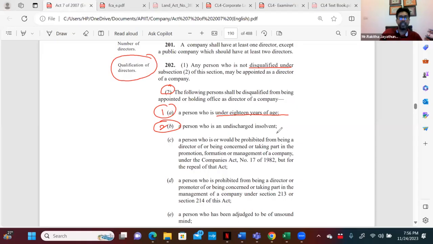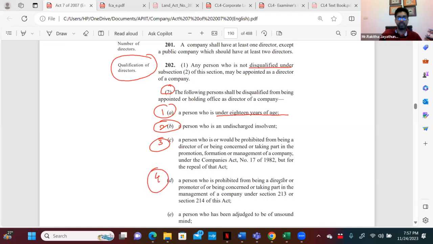A person who is an undischarged insolvent. Don't think too much about it; these are technical matters. It means a person who has gone bankrupt, basically, and then you cannot be appointed as a director. Whether you understand or not doesn't matter. The disqualifications are listed under subsection 2 of section 202. Just reproduce them. A person who is or would be prohibited from being a director or being concerned or taking part in the promotion, formation, or management of a company. Though you don't understand a word, it doesn't matter. It's a disqualification, so write it down.